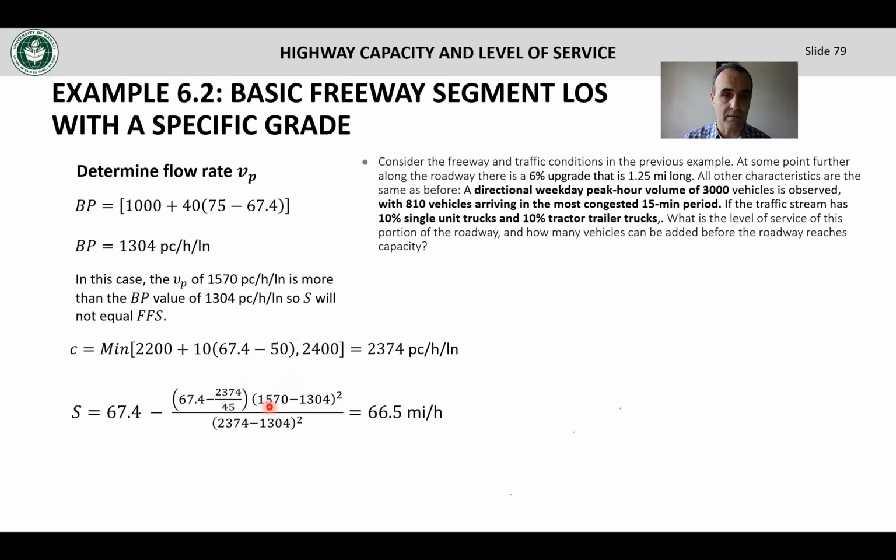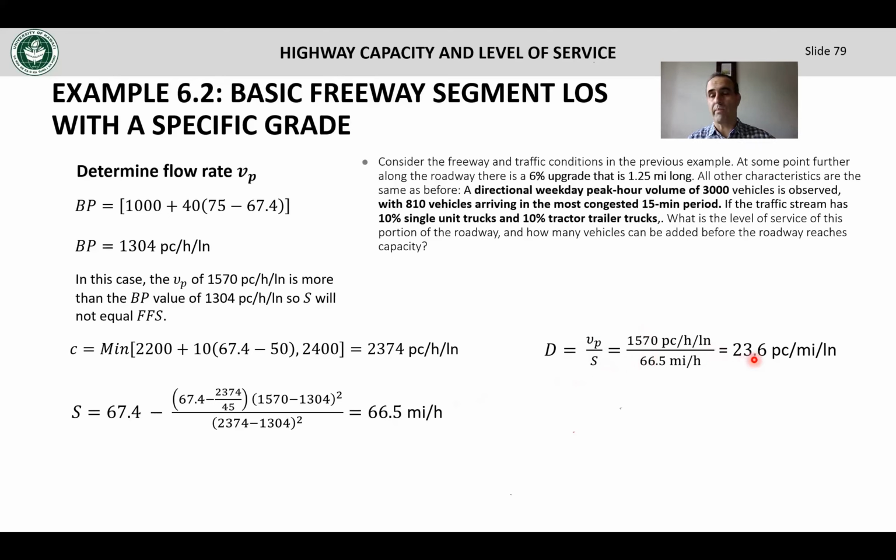We are plugging this value here, these values over here, and these two values over there, and that one. So it's just a matter of plugging in values. You have the equation in your notes. So in this case, instead of 67.4, like we had before, now we get 66.5 for the speed of traffic. So to finish the level of service determination, we just compute the ratio of the flow rate to that speed, which is 23.6.